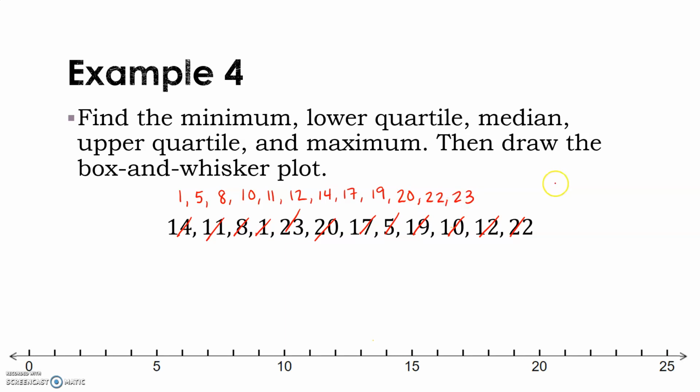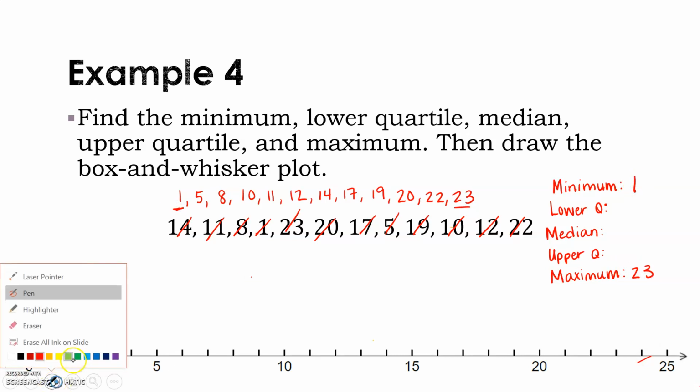So my 5 main points I need are the minimum, the lower quartile, the median, the upper quartile, and the maximum. The maximum and minimum are probably the easiest to identify because I just look for what's the biggest number, that's 23. What's the smallest number, that's 1. So there's those two values.